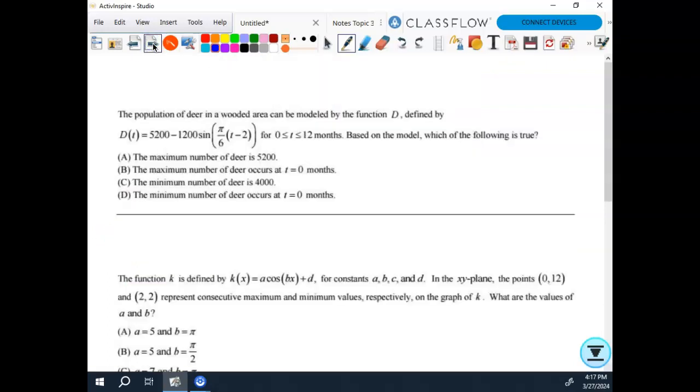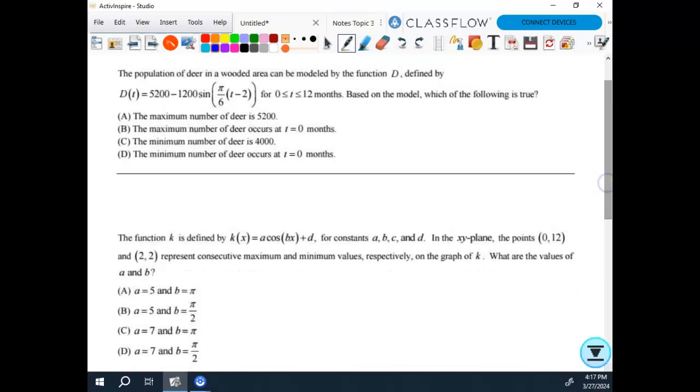Okay. Population of deer in a wooded area can be modeled by the function d, defined by all this. Based on the model, which of the following is true? Okay, so I'll make myself a little sketch here. And I've got my midline at 5,200. To find a maximum, I would take 5,200 and add 1,200. So 5,200 plus 1,200. And then for a minimum, I would take 5,200 and subtract 1,200.